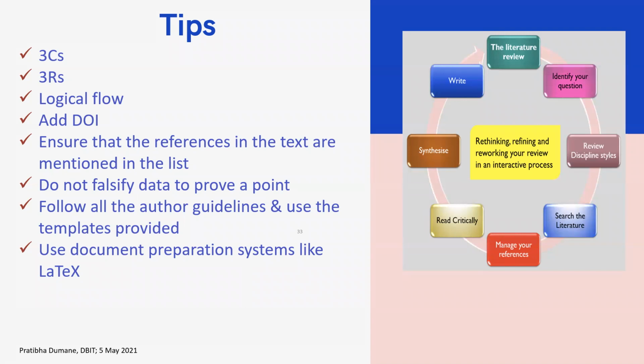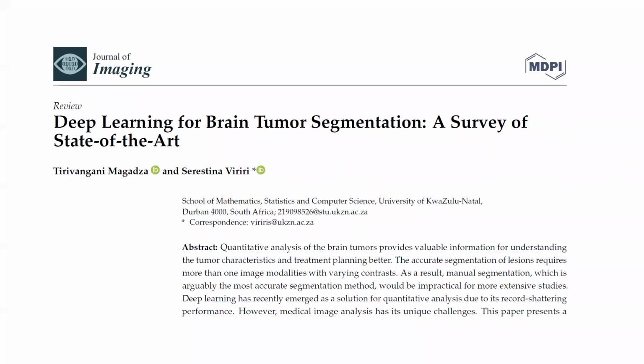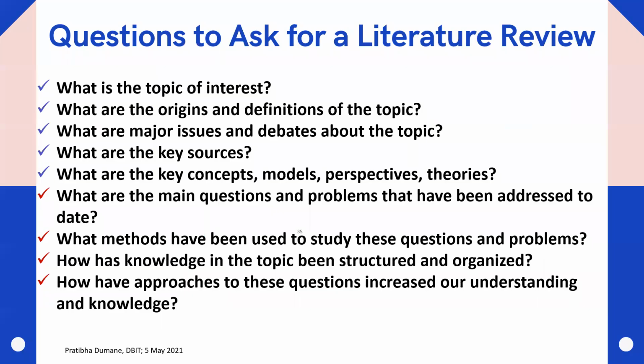Follow all the author guidelines and use the templates provided, because each journal or each conference may have their own templates. And use document preparation systems like LaTeX. Notion is a wonderful app for organizing your content. Readwise also is a helpful app. This is one paper which is doing a good literature review for deep learning for brain tumor segmentation.